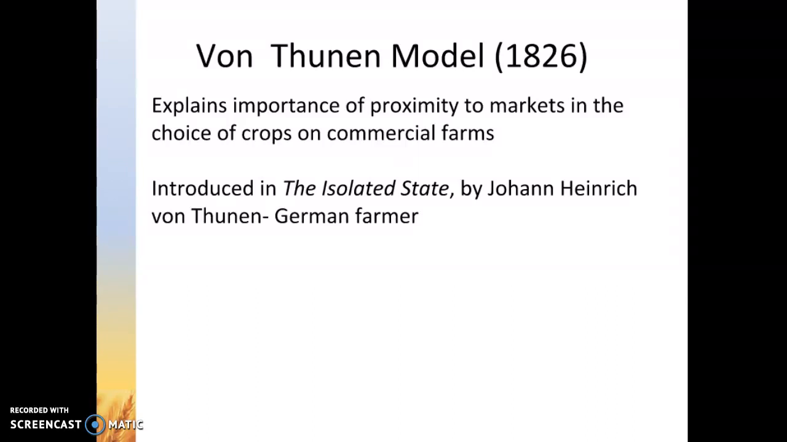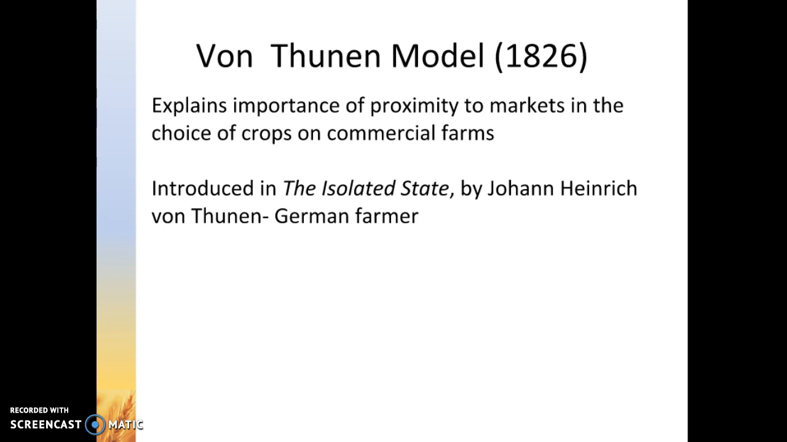In our last lecture, we are going to look at von Thunen's model, and we are additionally going to be looking at problems in agriculture. Von Thunen's model was created by Johann Heinrich von Thunen, who was a German farmer, and he is going to create a theory that we can still use in some limited fashion today, called the isolated state.